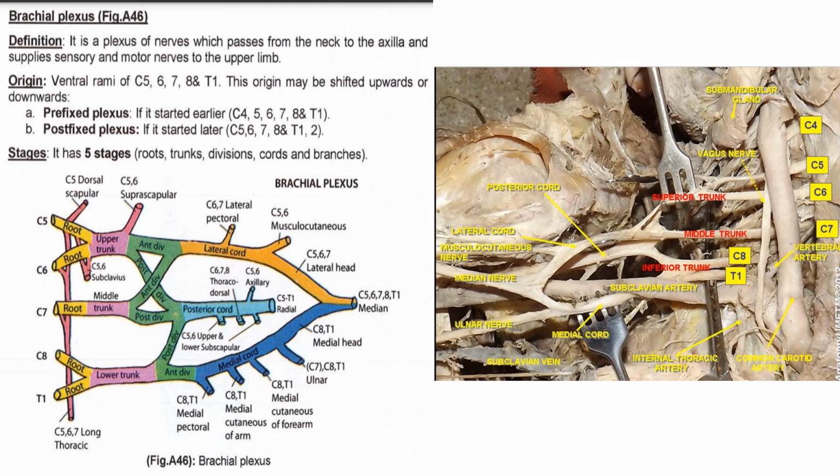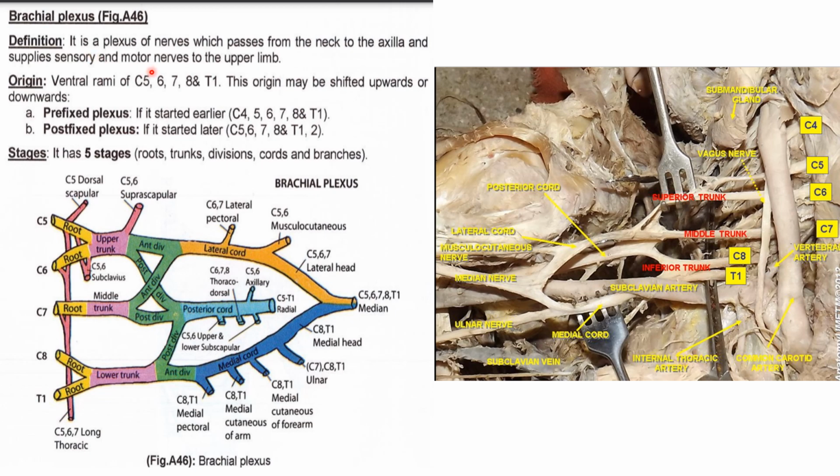Okay. Hi guys. Today we are going to see the brachial plexus. We're going to study it nicely. So let's start with the brachial plexus. The brachial plexus is basically a group of nerves which is supplying the upper limb. Okay. Now let's see the definition.